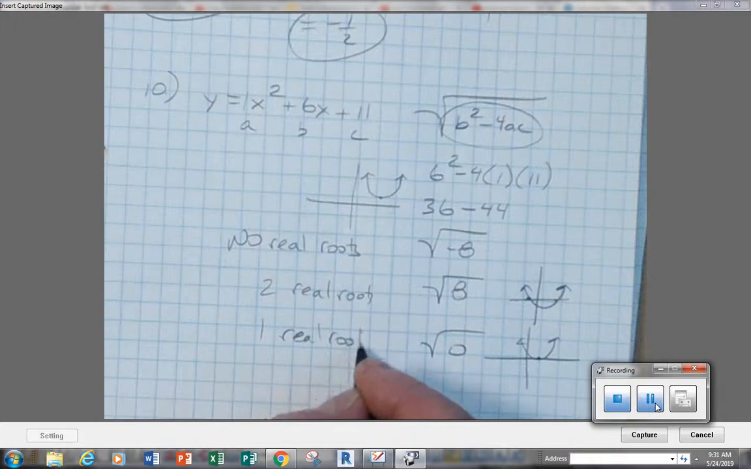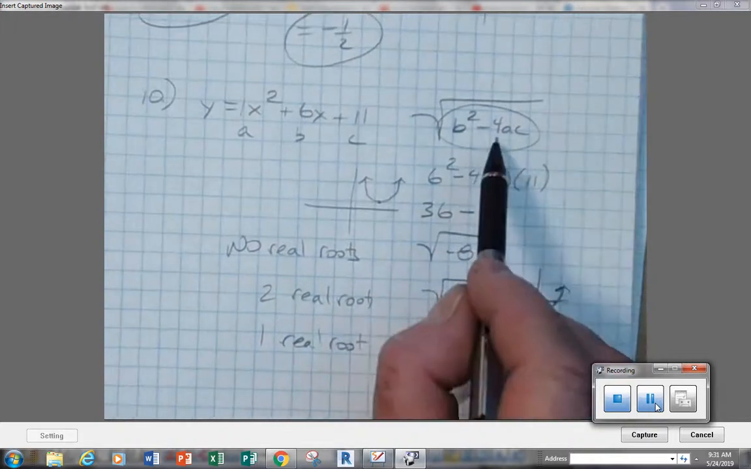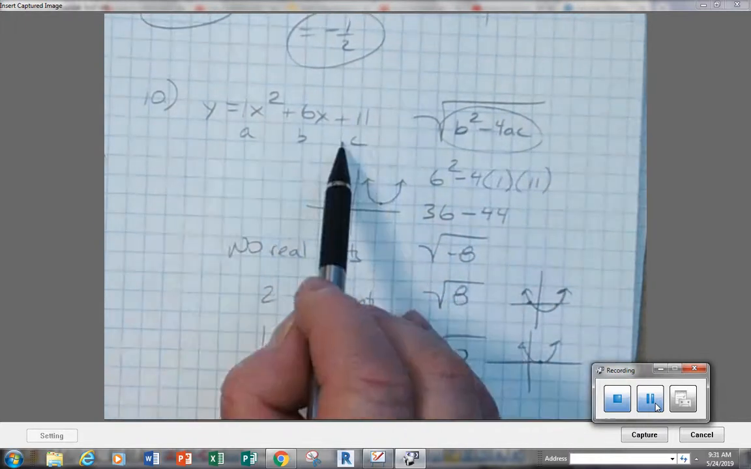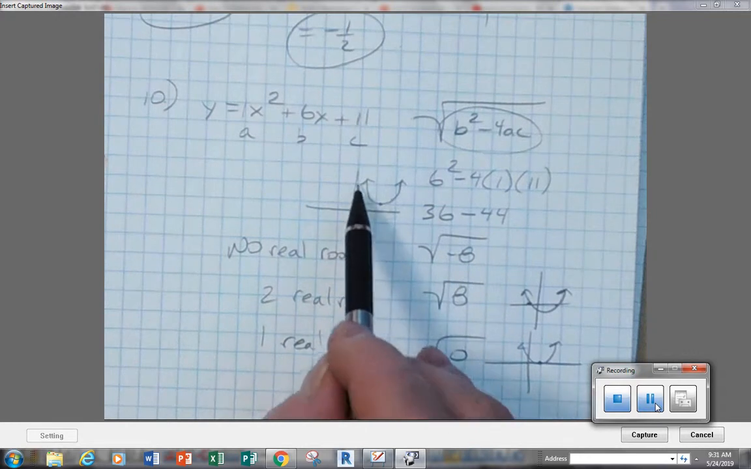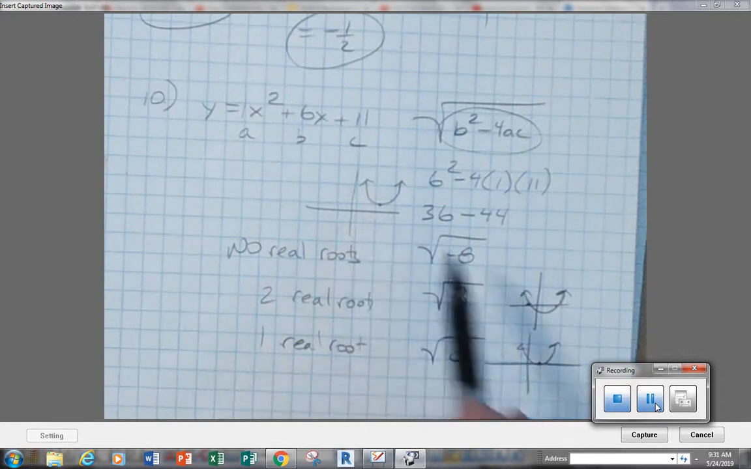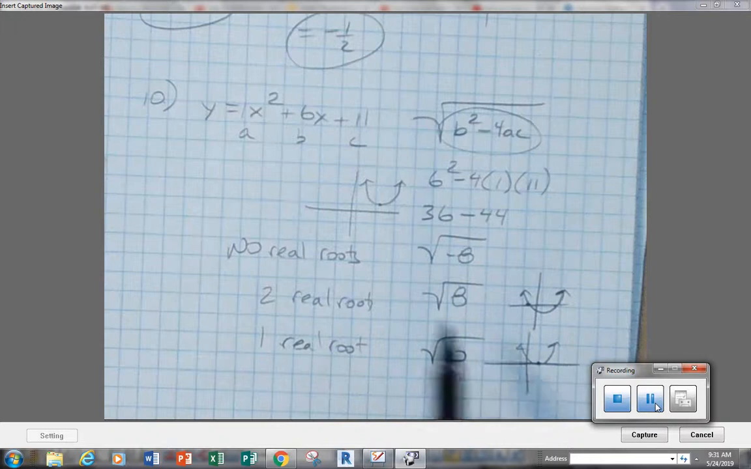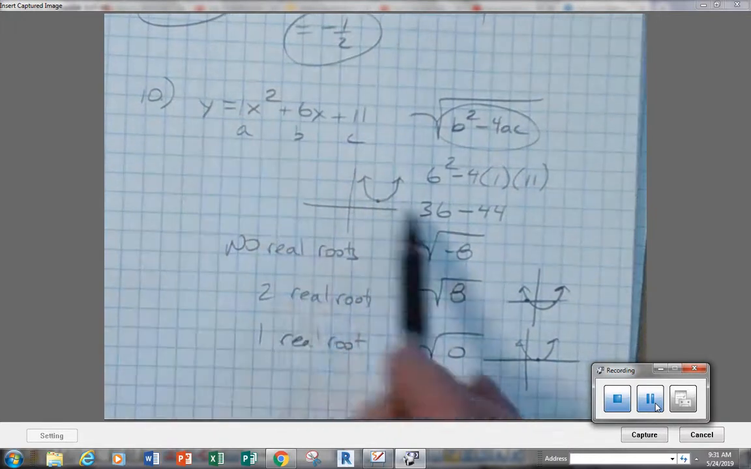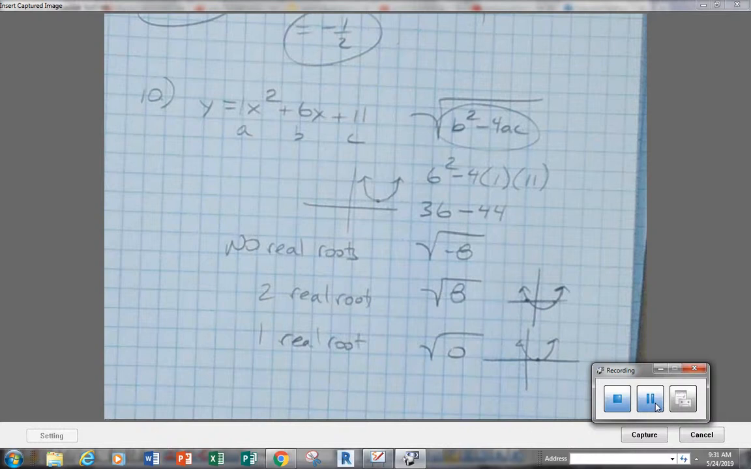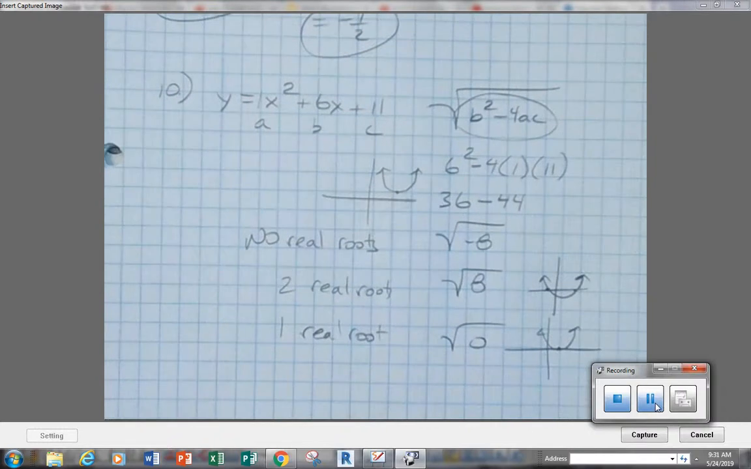So know that the discriminant, plugging in those numbers A, B, and C, tells you what your graph is going to look like, whether it's going to touch the x-axis no times, 2 times, or once. And then of course A tells you if it's opening up, and if this is negative it would be opening down. Alright, number 10. Number 11.